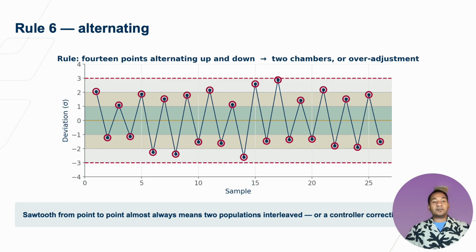This is the funnel experiment from the last class appearing in production. An over-tuned run-to-run controller overshoots every time and produces exactly this signal. The diagnostic is easy in both cases. Label the points by chamber, by taster, by shift, and look again. If the alternation lines up with the label, you have your answer in 30 seconds.